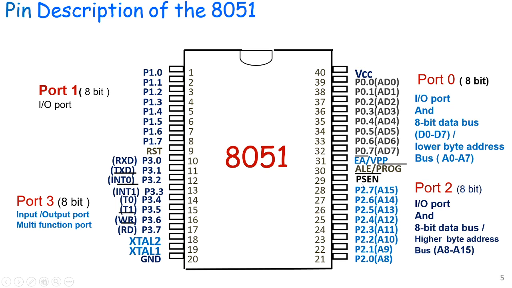Then program store enable, PSEN. When the microcontroller accesses external program memory, this pin is activated, and that memory gets assigned to the 8051 microcontroller. So these are the pin descriptions of the 8051 microcontroller.